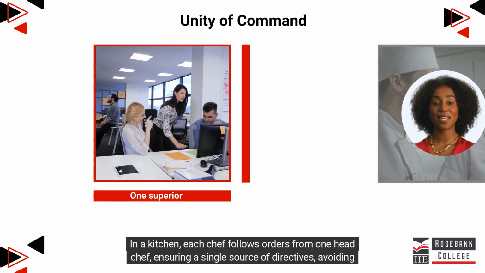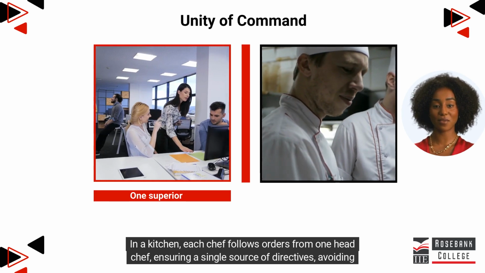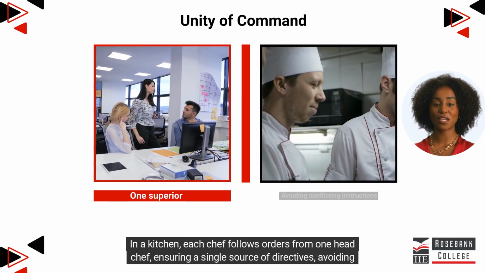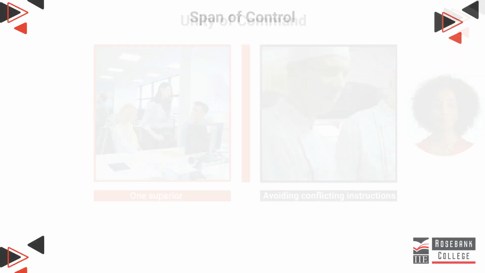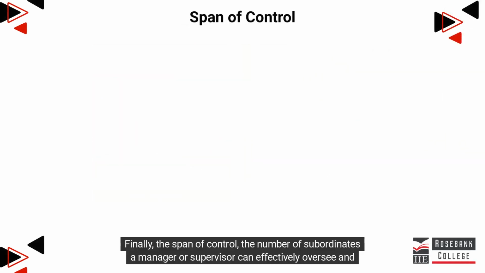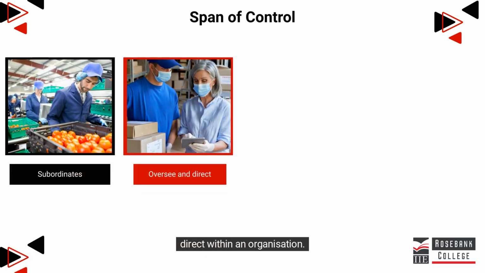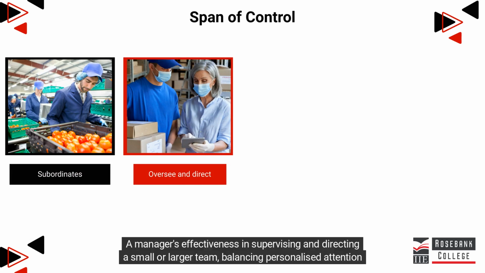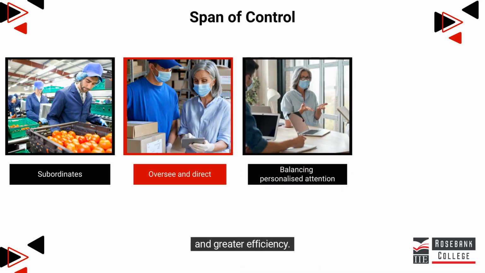In a kitchen, each chef follows orders from one head chef, ensuring a single source of directives, avoiding conflicting instructions, much like in the workplace. Finally, the span of control, the number of subordinates a manager or supervisor can effectively oversee and direct within an organization. A manager's effectiveness in supervising and directing a small or larger team, balancing personalized attention and greater efficiency.